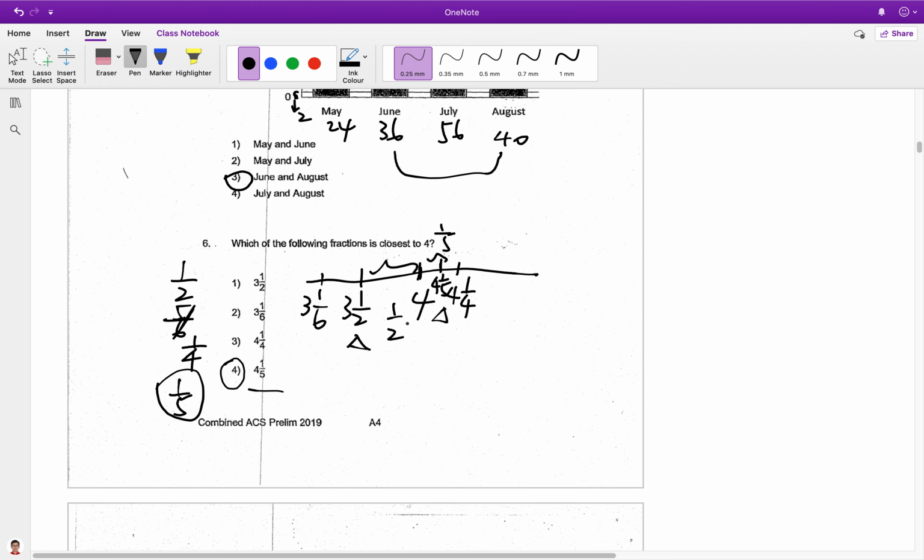So we need to understand what this closest means. It means the difference with this number. If it is a smaller number, we use 4 minus this number. For a number which is larger than 4, we use the number minus 4. Then we can find the difference.